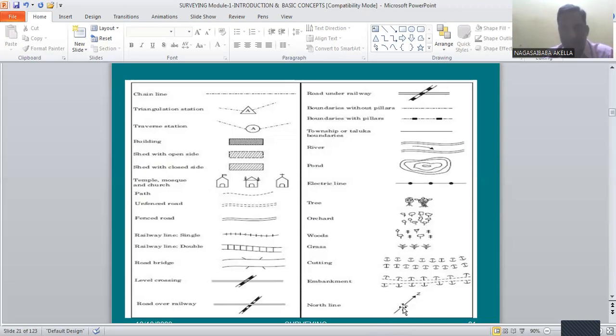Okay, and the north direction you have to mention in the drawing like this. Okay, an arrow, which direction is north, that you have to write N, right? So these are called conventional symbols. These are used in the plan or map.